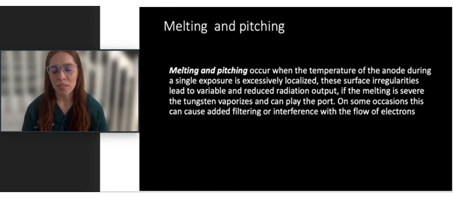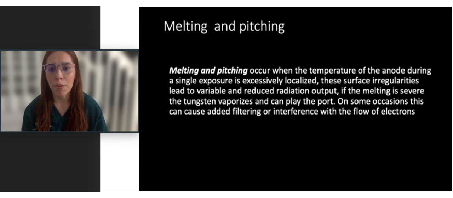Melting and pitting. Melting and pitting occur when the temperature of the anode during a single exposure is excessively localized. These surface irregularities lead to a variable and reduced radiation output. If the melting is severe, the tungsten vaporizes and can plate the port. On some occasions, this can cause added filtering or interference with the flow of electrons.